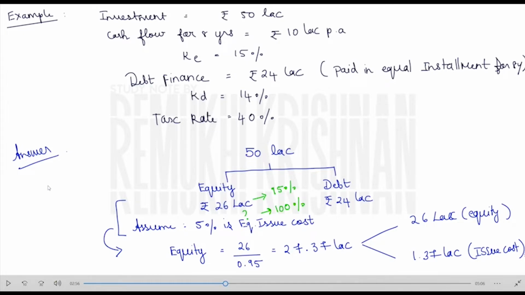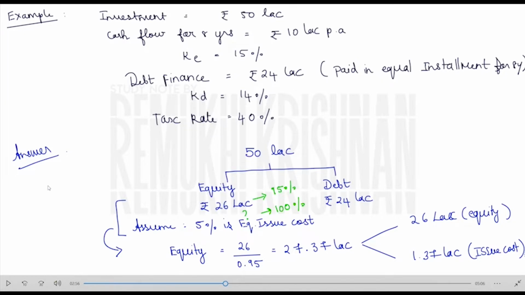So they have provided that we are in need of 50 lakh investment. This 50 lakh investment is being financed through debt and equity. They have provided that rupees 24 lakh is the debt financing. So the remaining amount is going to be the equity, right?